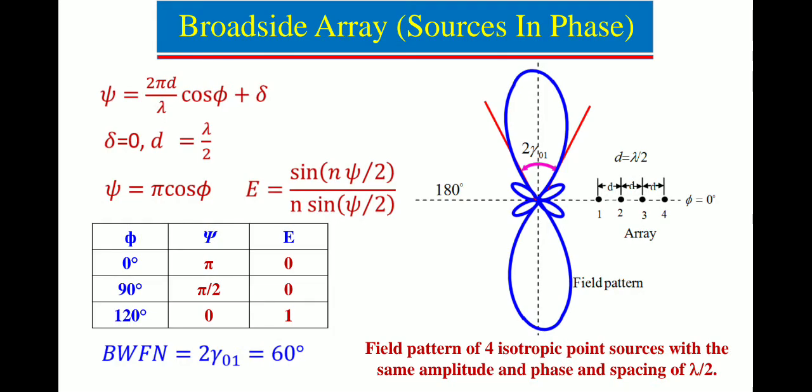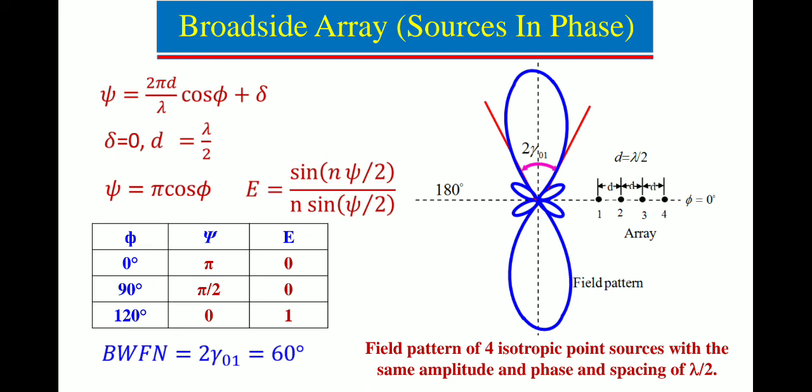So the broadside array, with sources in phase. If we consider a broadside array and the sources are in phase, then the value of psi will be equal to 2π d by lambda cos phi plus delta, and the value of delta is equal to 0. And if d is equal to lambda by 2, then the value of psi is equal to π cos phi, and the electric field intensity will be E equal to sin(nφ/2) by n sin(φ/2). So this is also for the broadside array pattern.